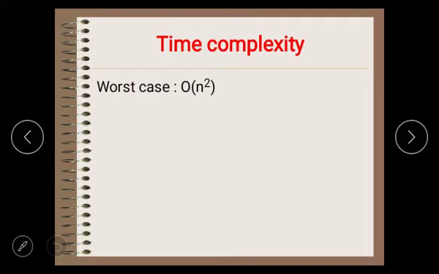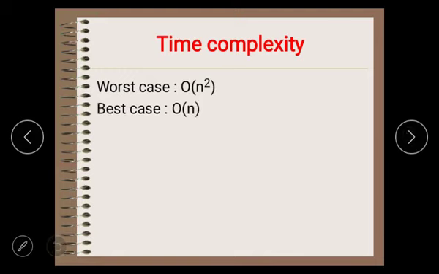Suppose an array is in ascending order and we want to sort it in descending order. In this case, worst case complexity occurs. Each element has to be compared with each of the other elements. So for every nth element, it requires n minus 1 comparisons, so the total number of comparisons is n into n minus 1, that is equal to n square. So that's the reason why the worst case time complexity of insertion sort is order of n square. Is it clear?